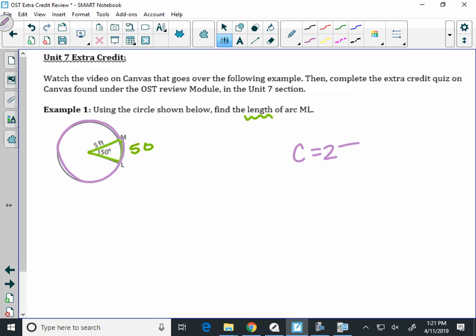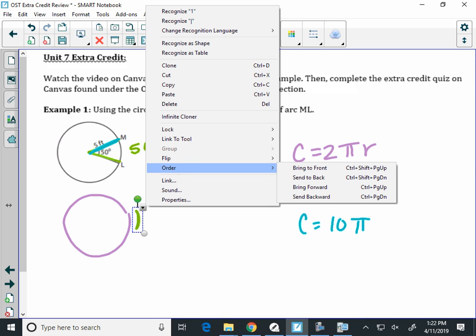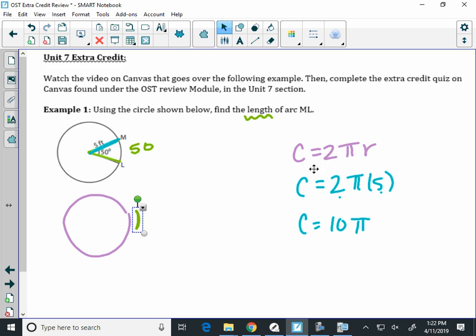The formula for circumference, on your green sheet, is 2 pi r. When we find the circumference, we need the radius, which is 5. So we say 2 pi times 5. Leave your answer in terms of pi to the very end, unless it tells you otherwise. 2 times 5 is 10 pi. That's the circumference, the distance all the way around. But, like we said earlier, we just want to know this little piece of that circle.